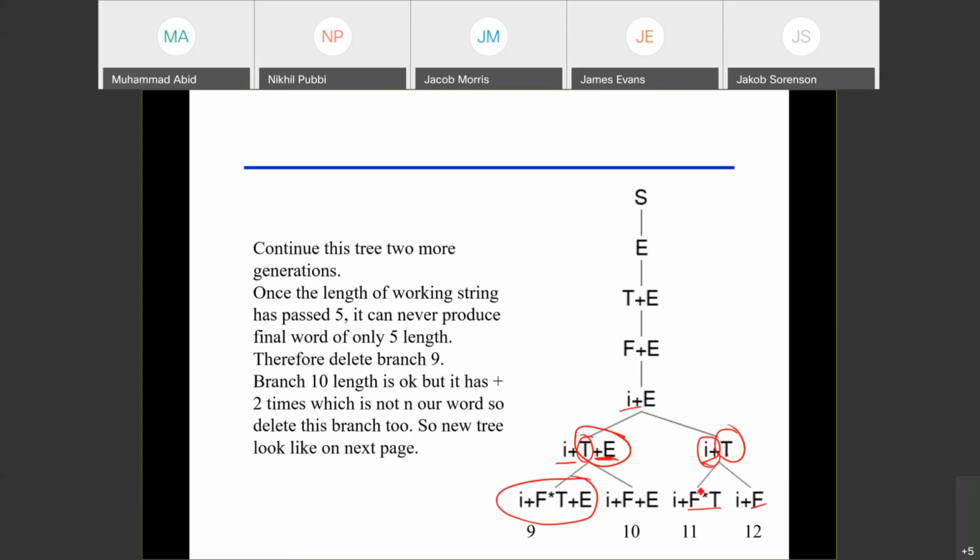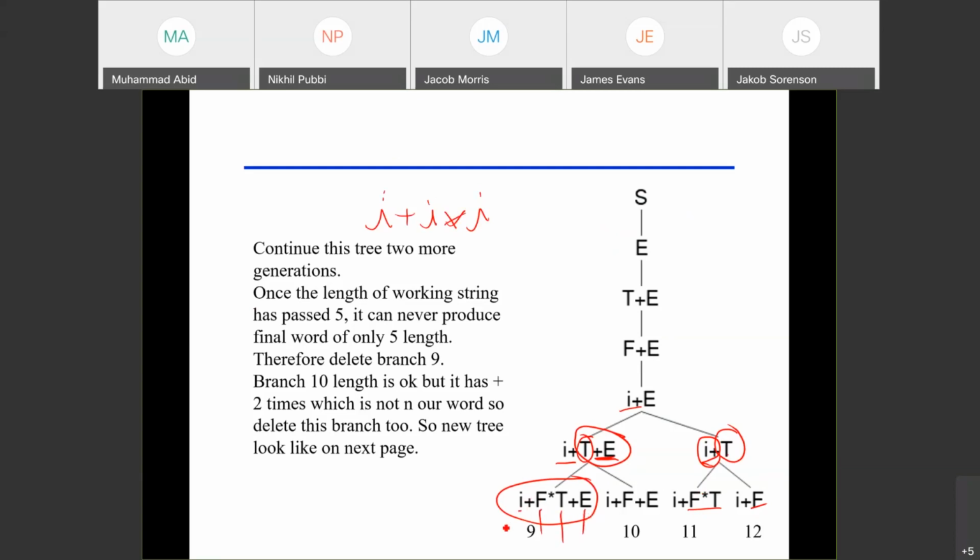And now here you are again in a position to decide, because don't forget that our target word is I plus I into I. So now if you see this, number 9, we will delete that because it has 1, 2, and 3 non-terminals there.